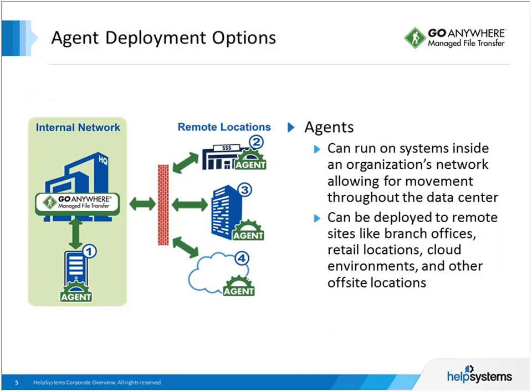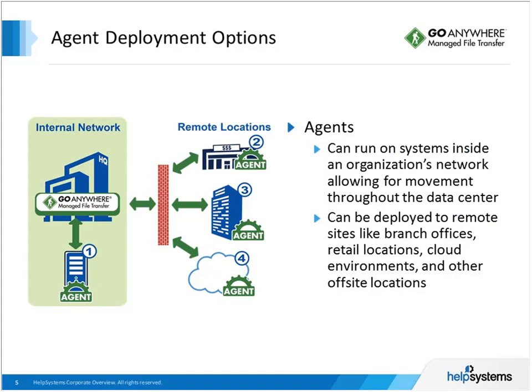Now, some of the deployment options we'll look at in some of the scenarios for agents. In the first scenario, agents can be installed on your internal network servers for file movement within your own data center. Now, there may be some instances where your network has secured VLANs where servers are behind or segmented off and ingress traffic is tightly controlled. With an agent, the communications are initiated from the agent back to MFT.